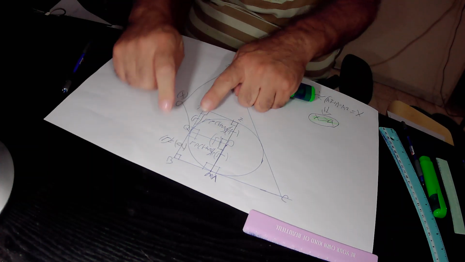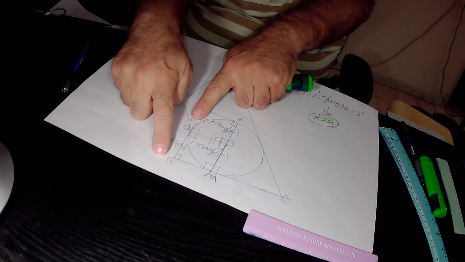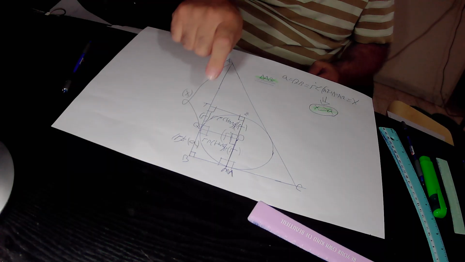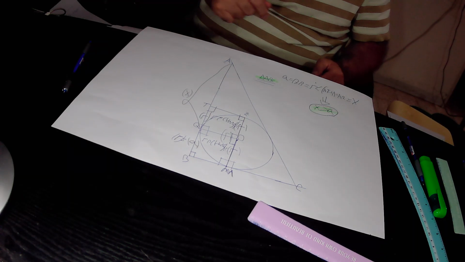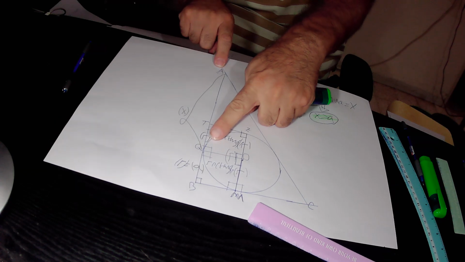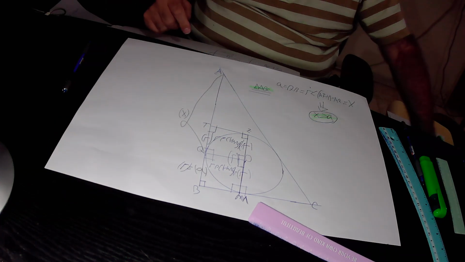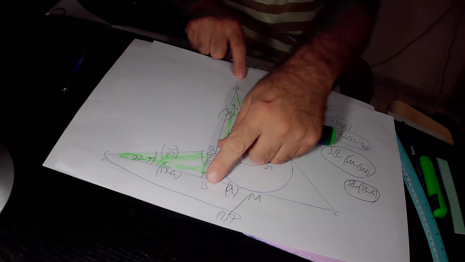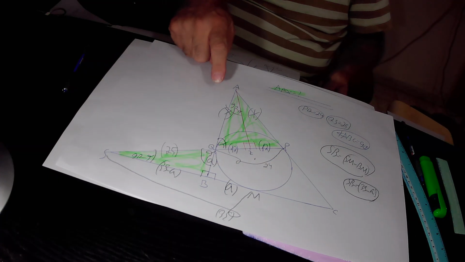We already found out that QB equals A. Point M is the point of tangency with this circle. In addition, we know that AQ equals X. So AQ equals X and QB equals A, according to what we already found out.